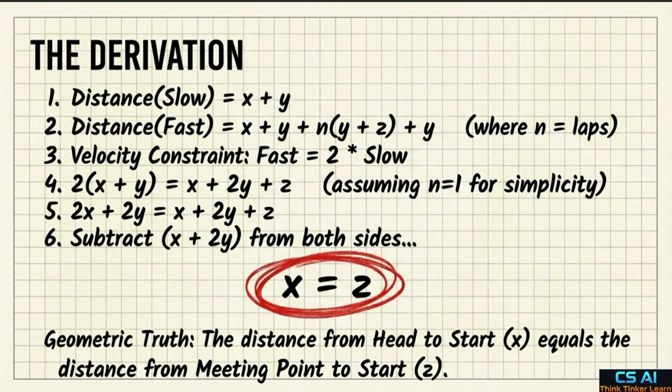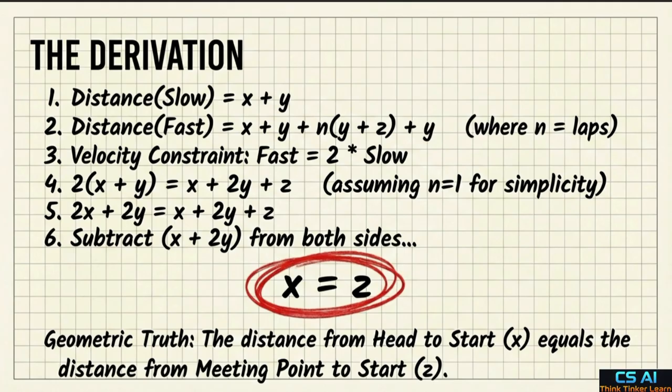Now for the derivation that underpins Floyd's algorithm. We use the distances we just defined and the velocity constraint. Number 1. The distance the slow pointer travels is x plus y. The distance the fast pointer travels is x plus y plus n times (y plus z), plus y, where n represents the number of laps the fast pointer completes within the cycle.